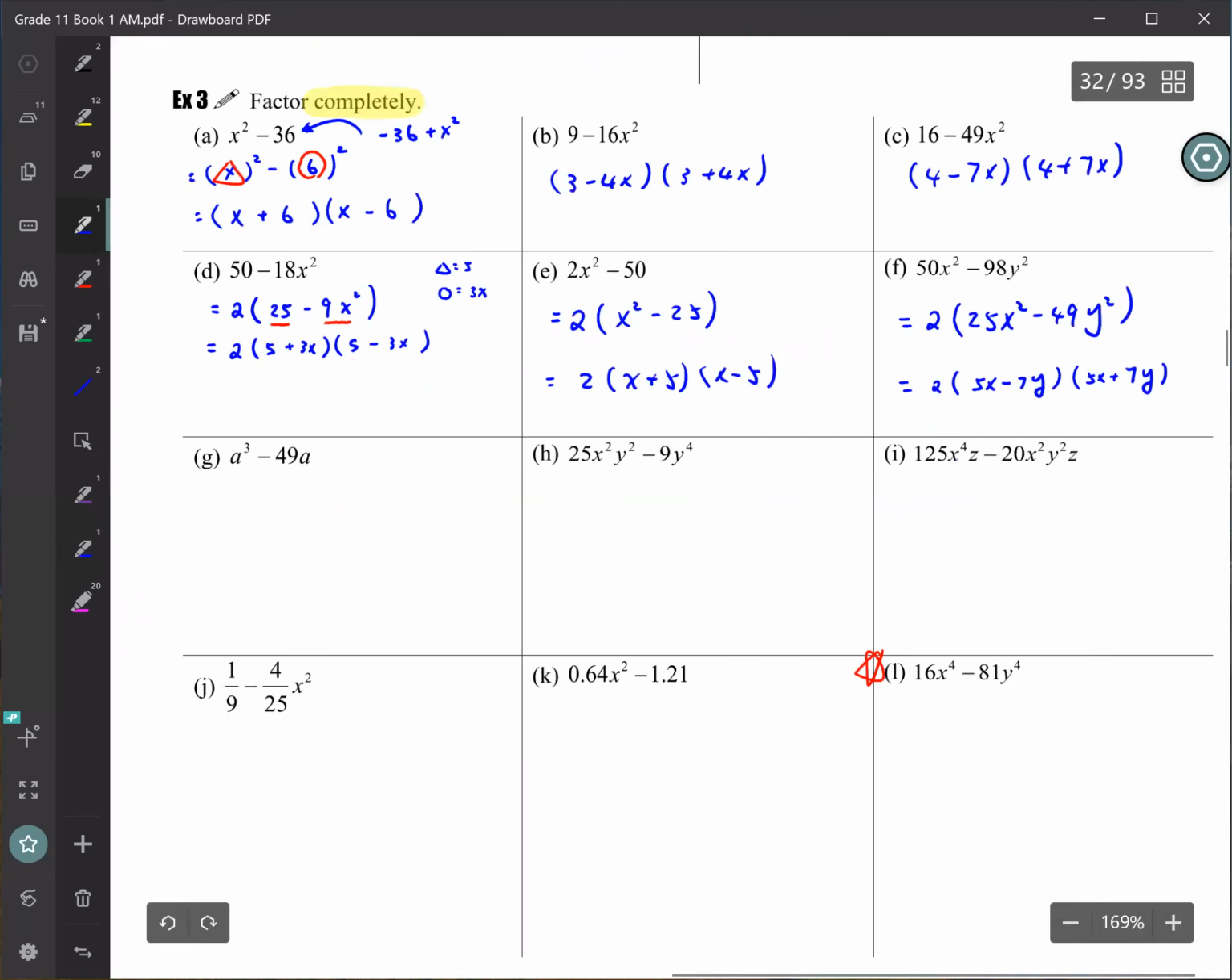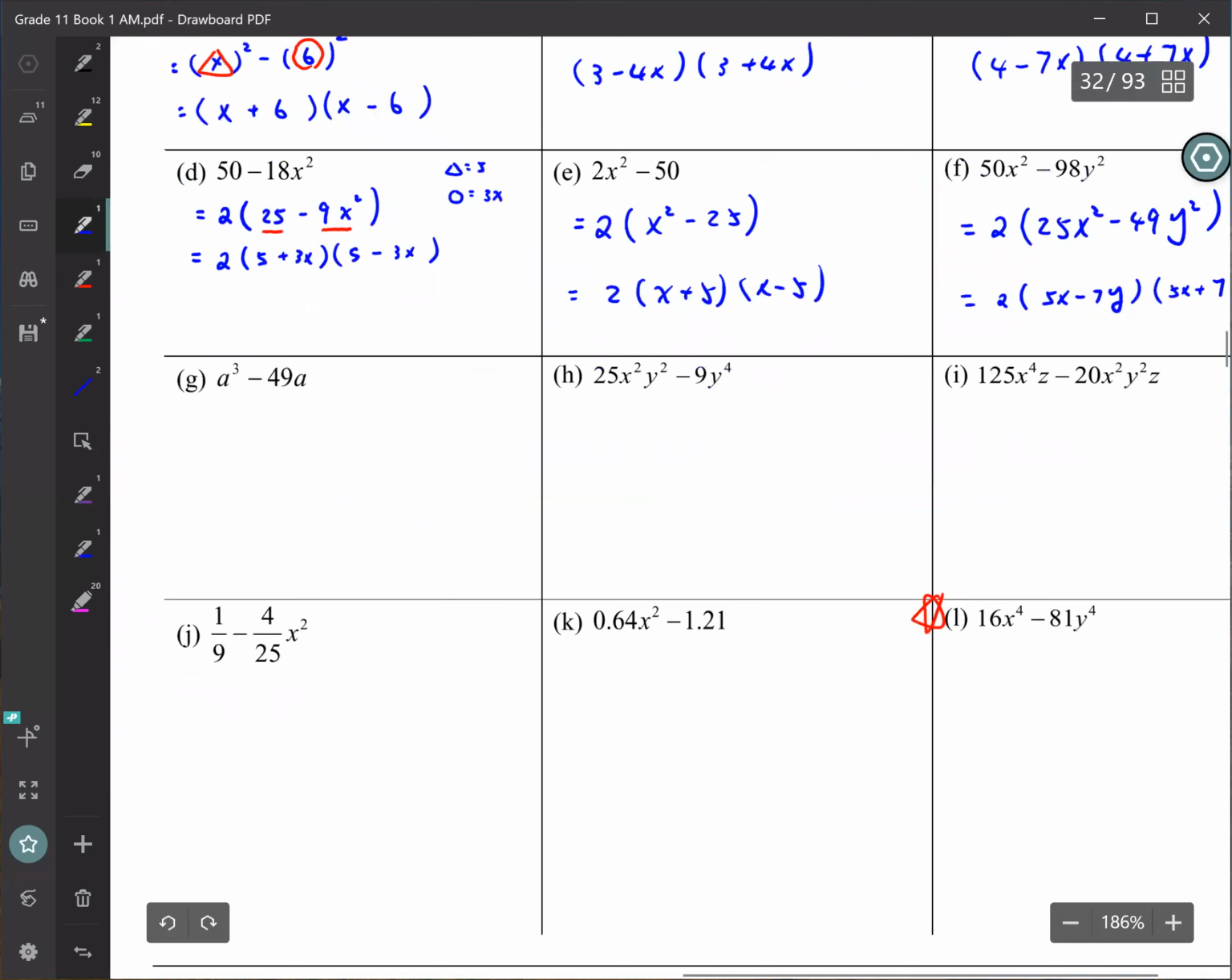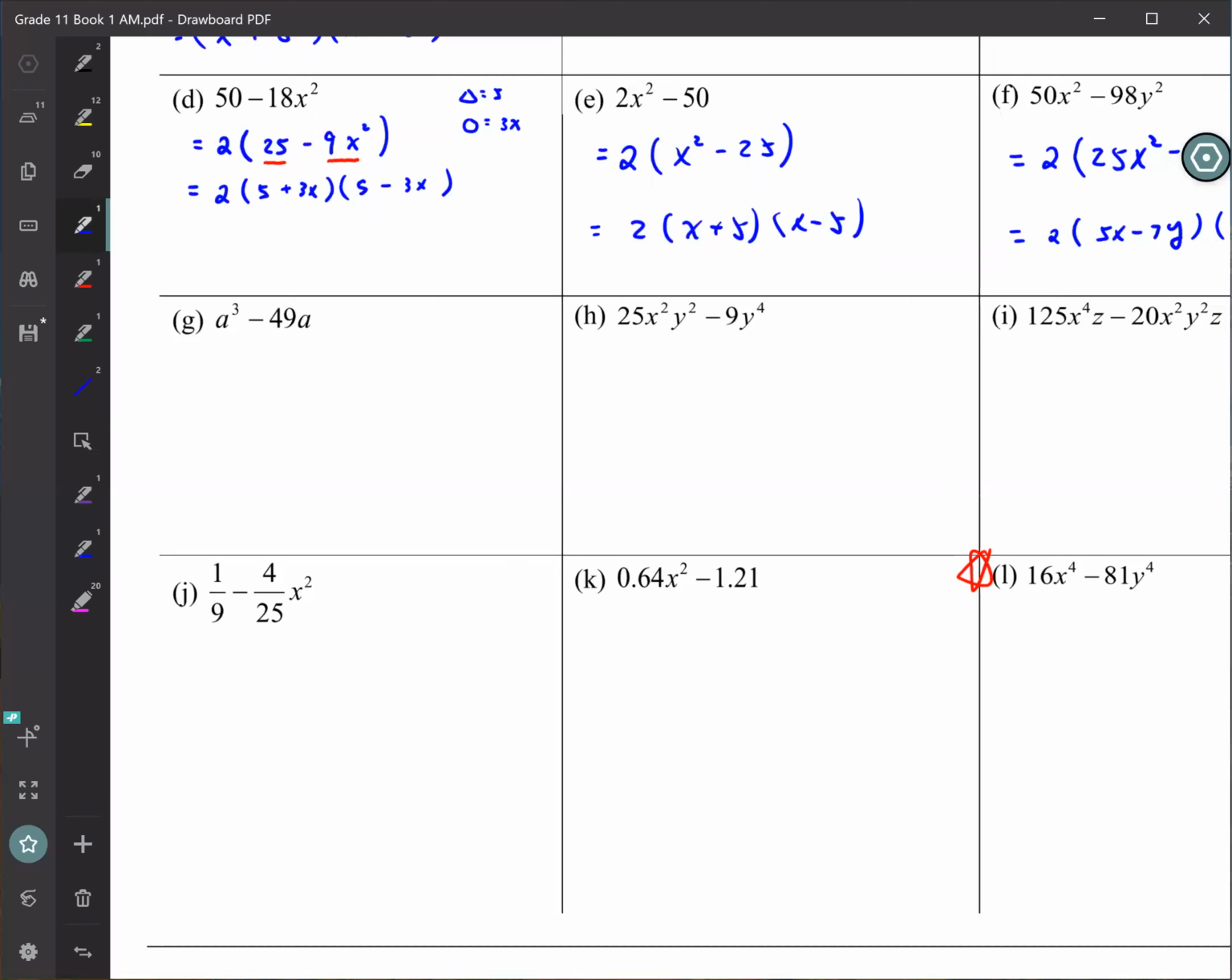Right, so for questions J and K, those two, you have fractions and decimals, right? So just leave your answer in fractions and decimals. Don't change it. I saw one of you multiply the whole thing by 100 to make the decimal go away. If you do that, then the question is changed, right? You are making the question no longer have decimals.